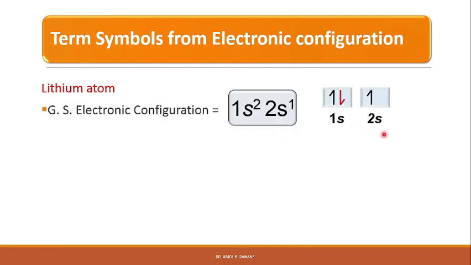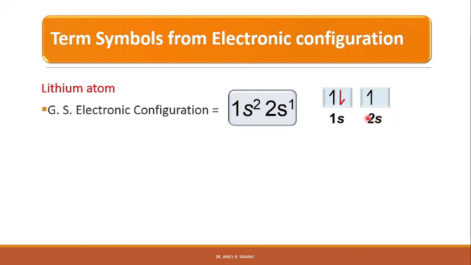These three electrons will take different orbitals. Two electrons will be paired in the 1s orbital, and the third electron will go unpaired in the 2s orbital. Since the 1s state is completely filled, it will not take part, and therefore only one electron in the 2s orbital will take part in the term symbol, right? Only one electron is involved.